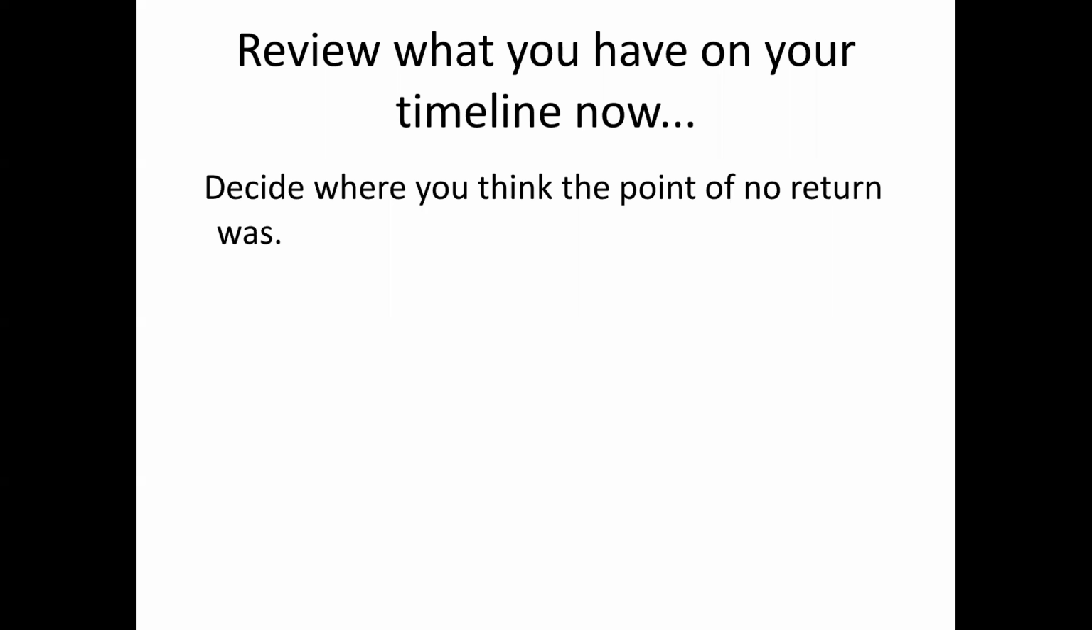Final piece I'd like you to do with this is take a look at this very full timeline that you have now and decide where you think the point of no return was. You know, where was the point when it was inevitable that this was going to come to war? Was it the caning of Sumner on the Senate floor? Was it John Brown? Was it Bleeding Kansas? So you decide. This is a good practice in utilizing your evidence.